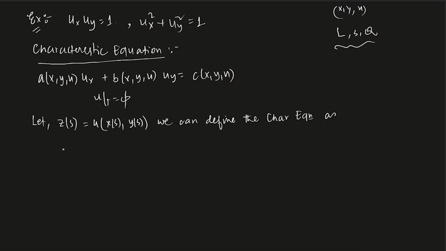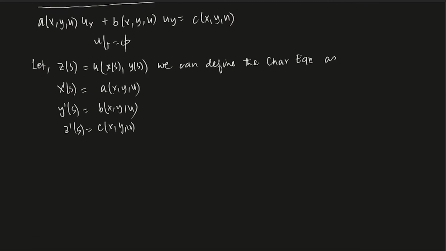as x prime of s. You understand this? This is for a fixed r. x prime of s equals a of x, y, u. y prime of s is b of x, y, u, and z prime of s is c of x, y, u. Yeah, this is there. So this is for this equation.